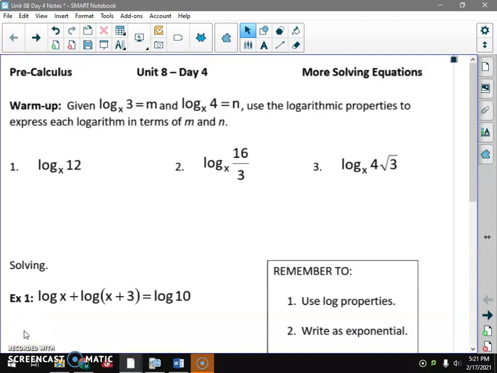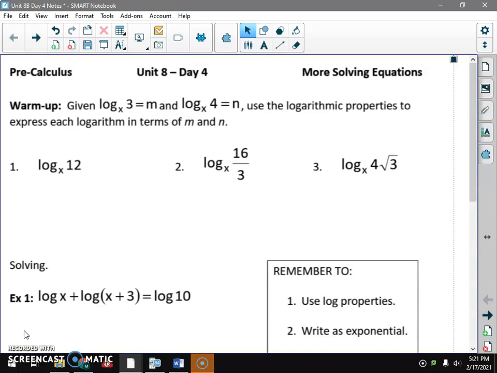We're going to do some more solving of equations, maybe a little more complicated, maybe not. Still using the same tools in our toolbox. We're going to undo exponential equations by taking logs. We're going to exponentiate log equations to solve them. All right, let's do a little warm up here, pulling things apart.